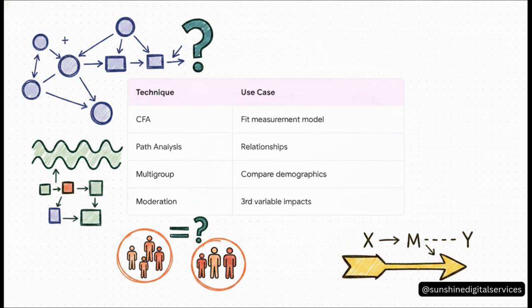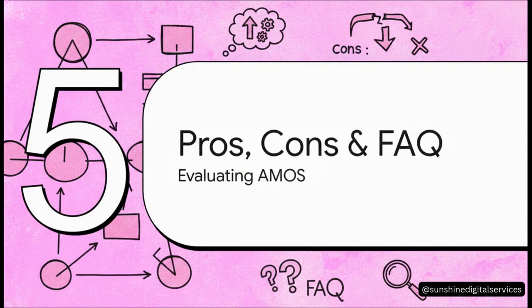Third, there's multigroup SEM. This is super cool because it lets you test if that exact same stress model works identically for, say, Gen Z versus baby boomers. And finally, moderation and mediation analysis tests how third variables act as influencers. So for example, testing if getting 8 hours of sleep acts as a buffer that completely changes the relationship between stress and burnout.